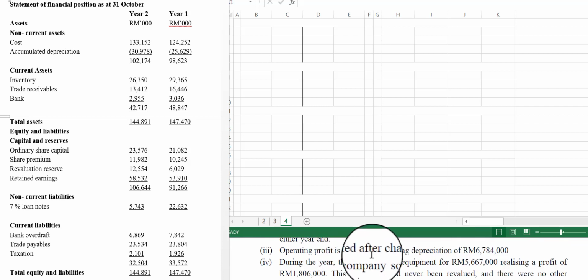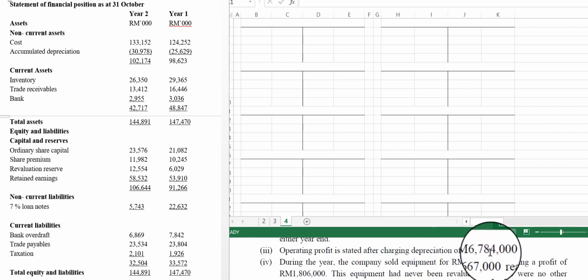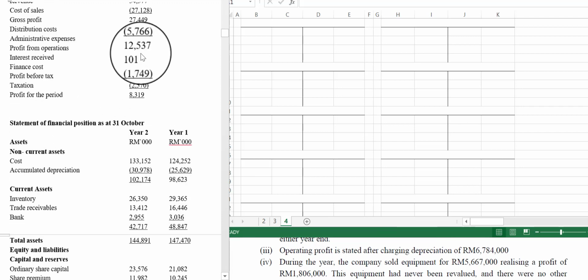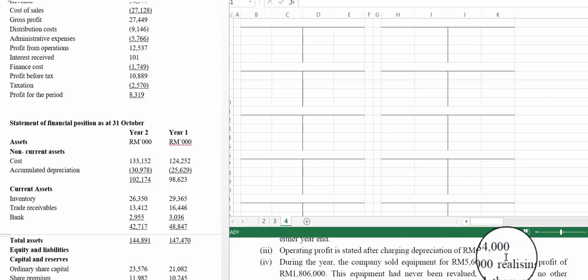Third, operating profit is stated after charging depreciation of 6,784. So they give you the current year depreciation figure. The operating profit is this one here. Okay, this is the figure we're using, 10,889. This is the operating profit, which is after charging a depreciation of 6,789.